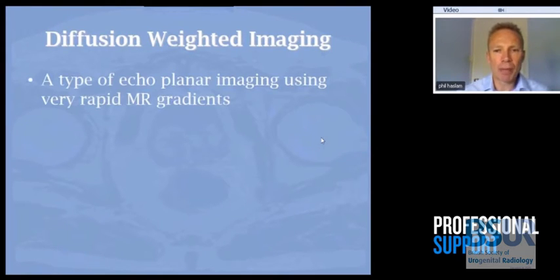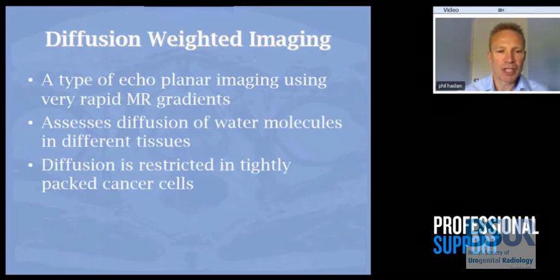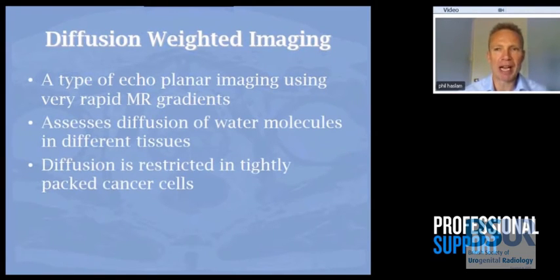So what is diffusion-weighted imaging? Well, this is a type of echoplanar imaging using very rapid MR gradients, and I would say pretty much most scanners in the country now are perfectly capable of doing pretty reasonable diffusion-weighted imaging. It assesses the diffusion of water molecules in different tissues. Now, this diffusion of water molecules is restricted. It's held up in tightly packed cancer cells, but also in any other tissues where the cells are tightly packed together. So it's not specific for cancer.